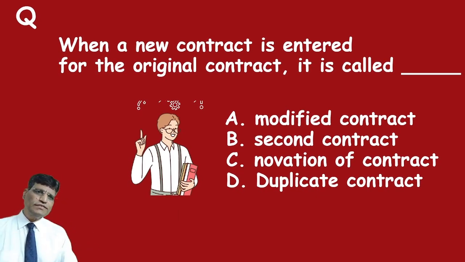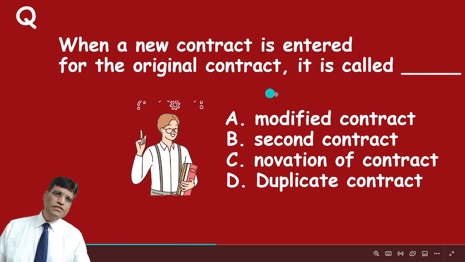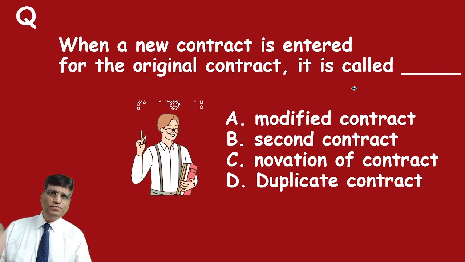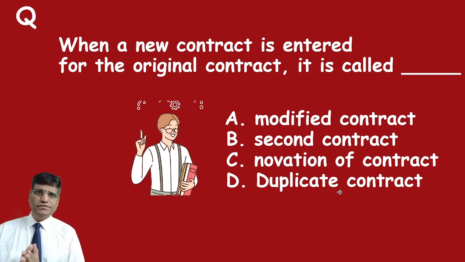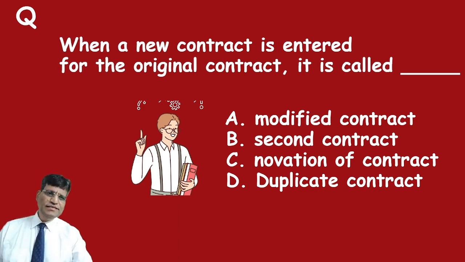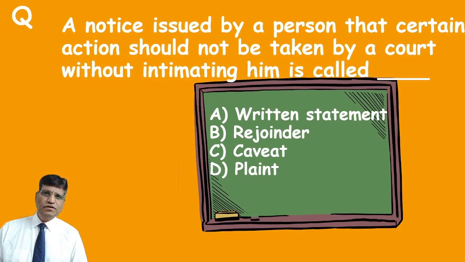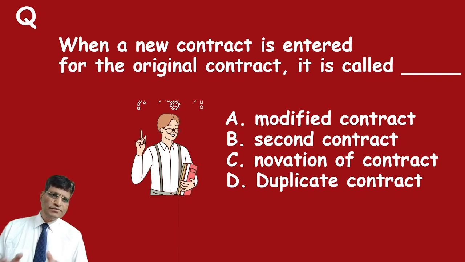When a new contract is entered from the original contract, it is called, the options are modified contract, second contract, novation of contract, duplicate contract. Correct answer is novation of contract.